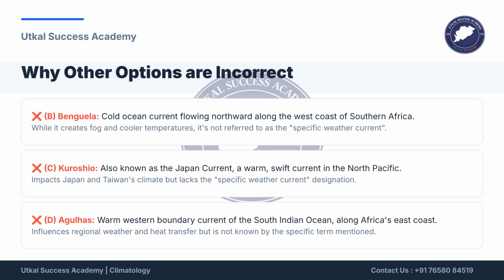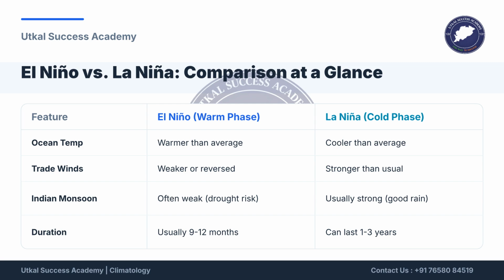The Benguela is a cold current, Kuroshio is a warm current in the North Pacific, and Agulhas is a warm current in the South Indian Ocean. None hold the unique designation of the specific weather current like El Niño. Here is a quick comparison of El Niño and La Niña.